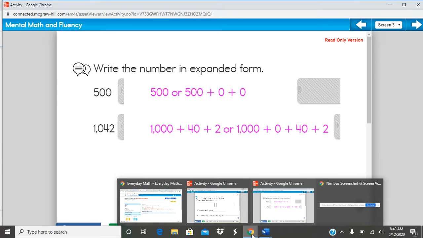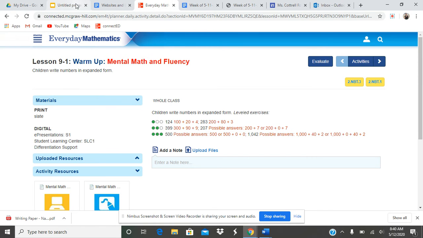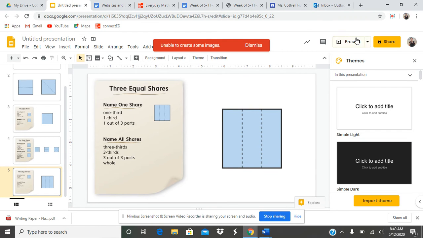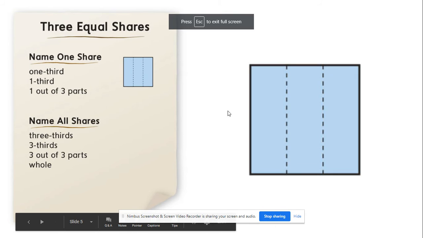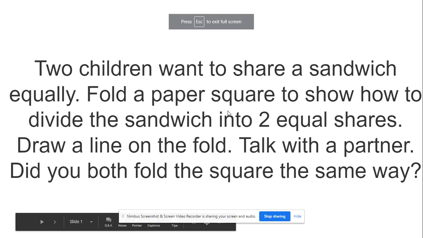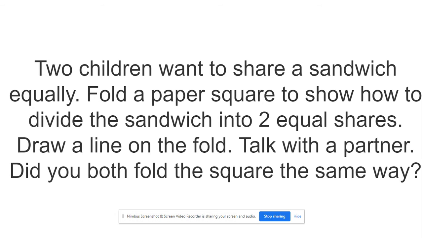All right, so we're going to go right into our math message. Our math message is going to look a little bit different today. Back up a little bit here. So here's our math message, and then we're going to work through it. Two children want to share a sandwich equally. Fold a paper square to show how to divide the sandwich into two equal shares. Draw a line on the fold. Talk with a partner. You could talk with somebody at home. Did you both fold the square the same way?